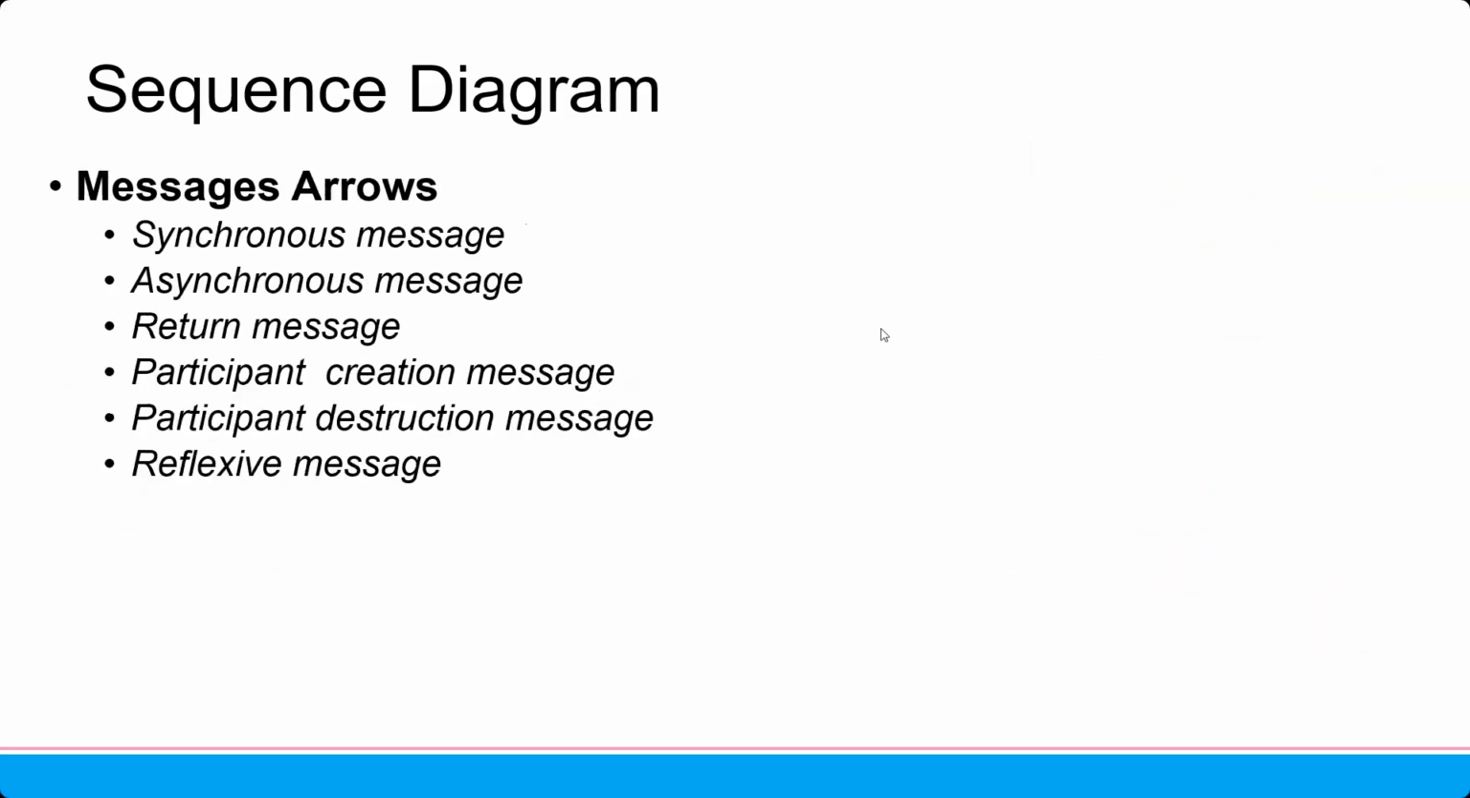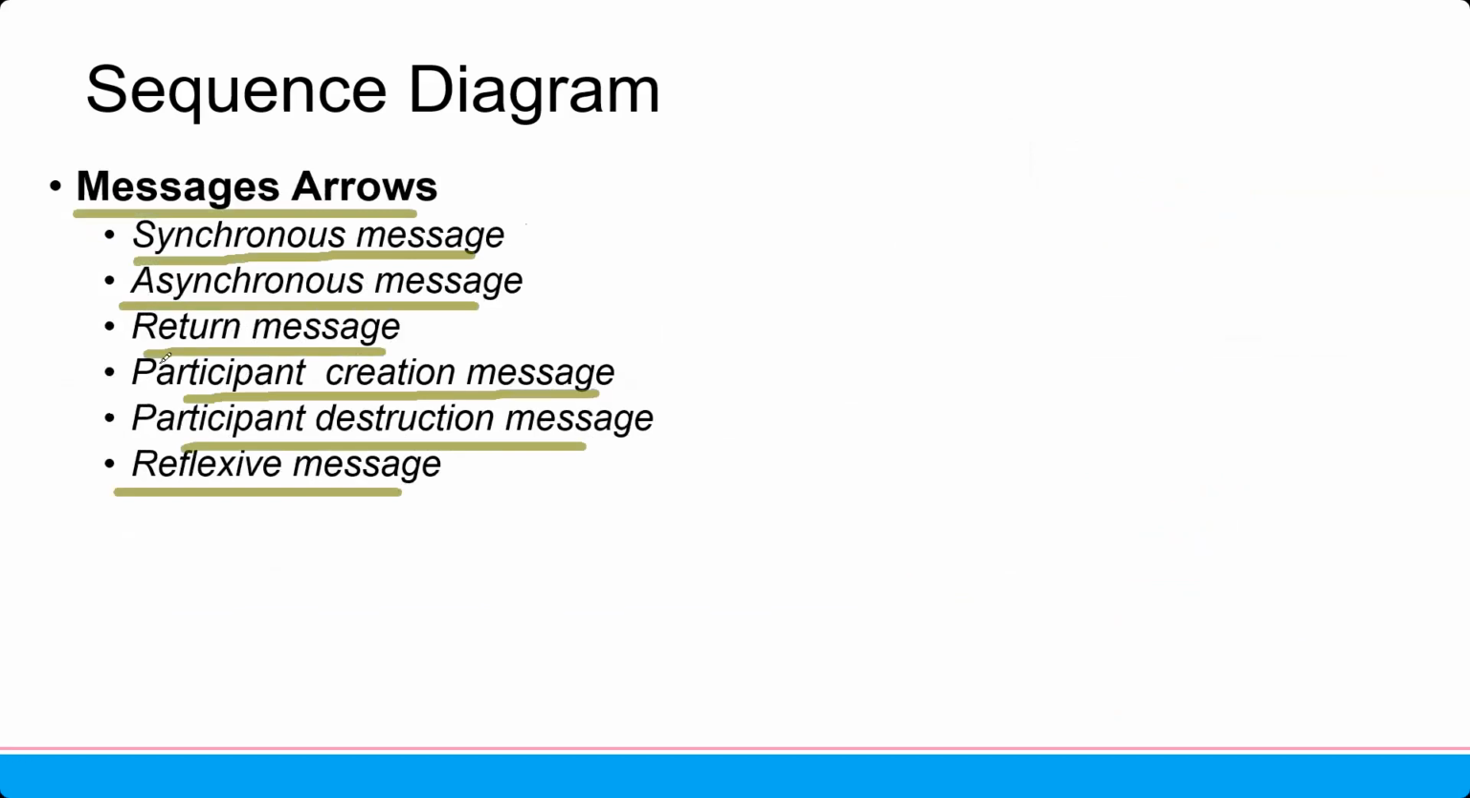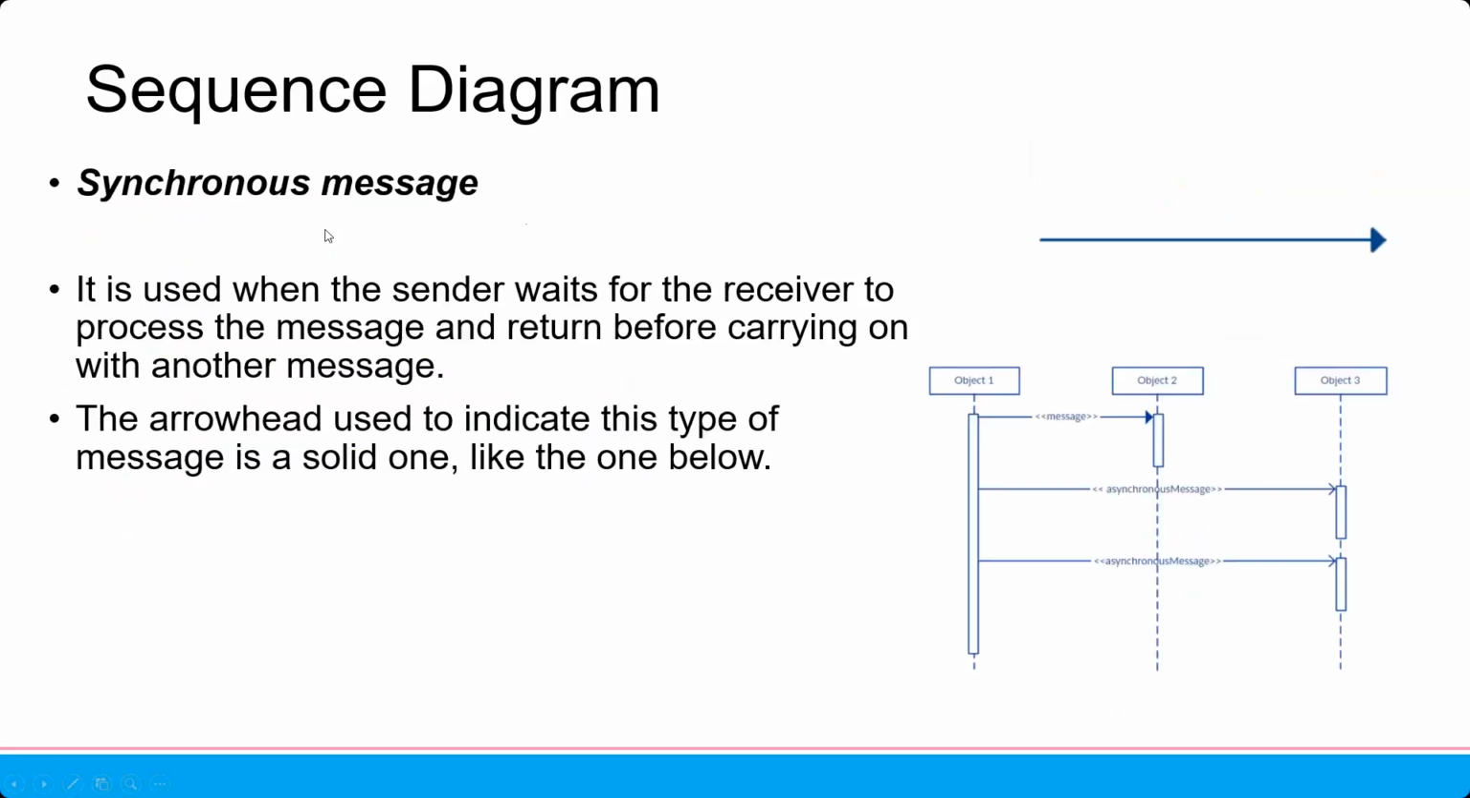So in the sequence diagram, there are some definitions about the messages. We have synchronous message, asynchronous message, and return message. We have participant creation, participant destruction, and reflective message. So let's look at them one by one.